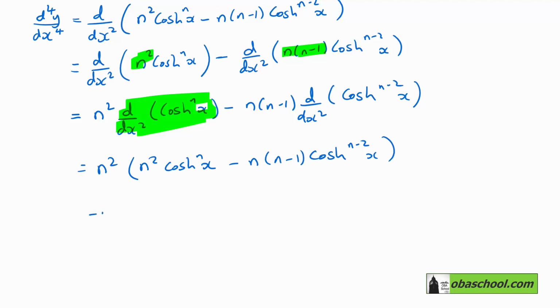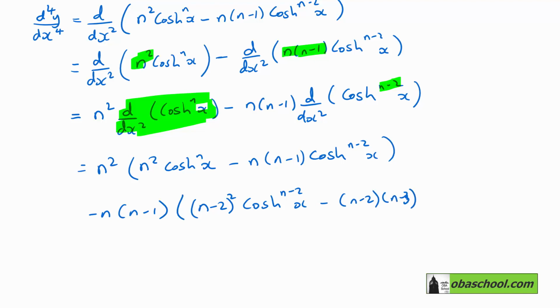Then we've got take away n minus 1, and all we need to do is apply the formula, but with an n minus 2 instead of n minus 1. So what we get there is n minus 2 all squared cosh n minus 2x, take away n minus 2 n minus 3 cosh n minus 4x.